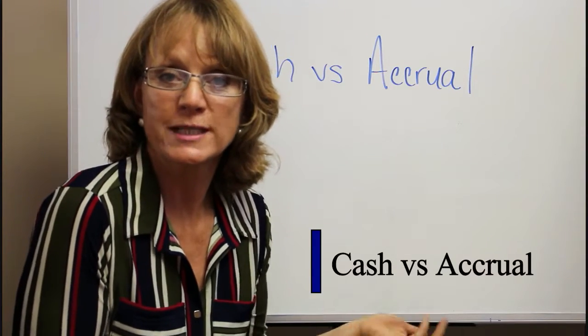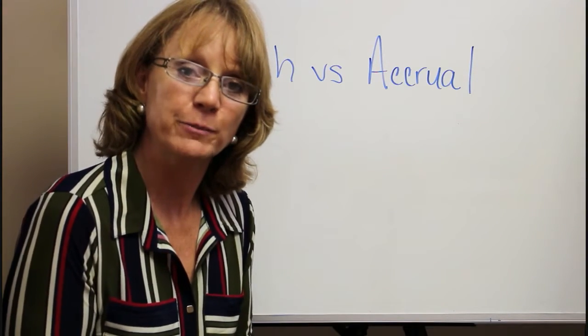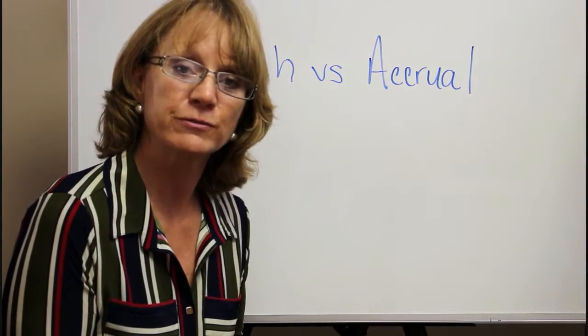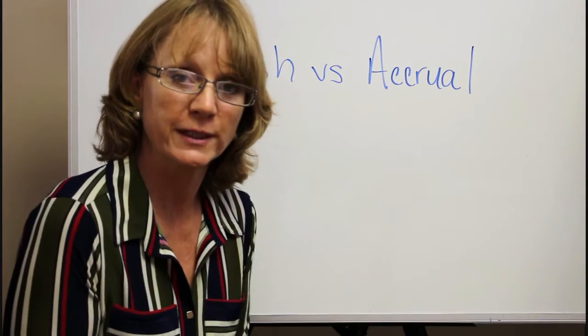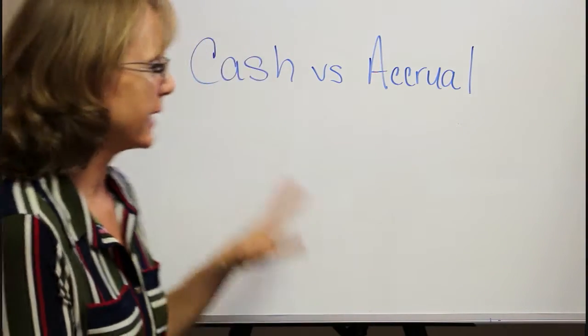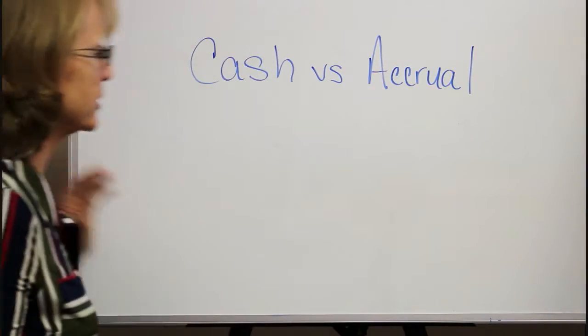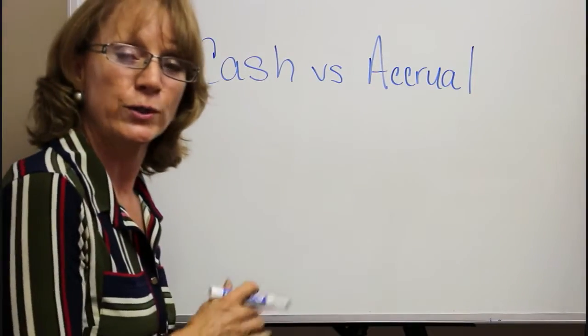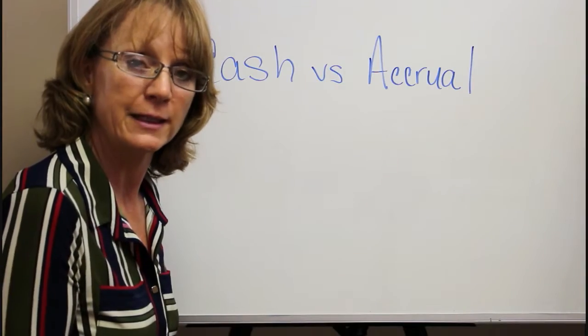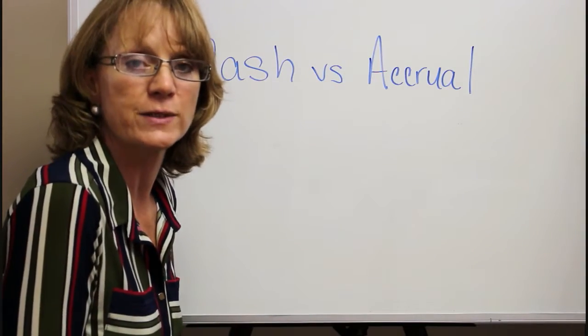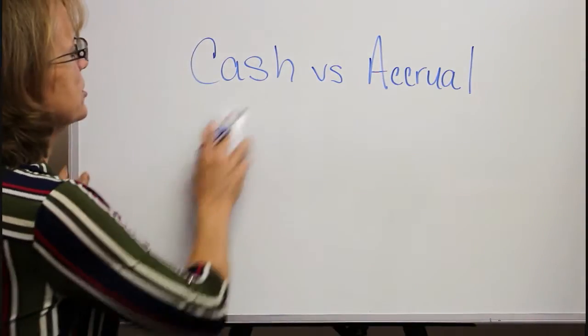So what is cash? What is accrual? These are accounting methods that we use to show the readers of our financial statements how we have recorded the income and expenses. Cash is very easy. We won't spend much time on cash. You record the expenses as they're paid and you record the income as it's received. That's it. That's all there is to it.